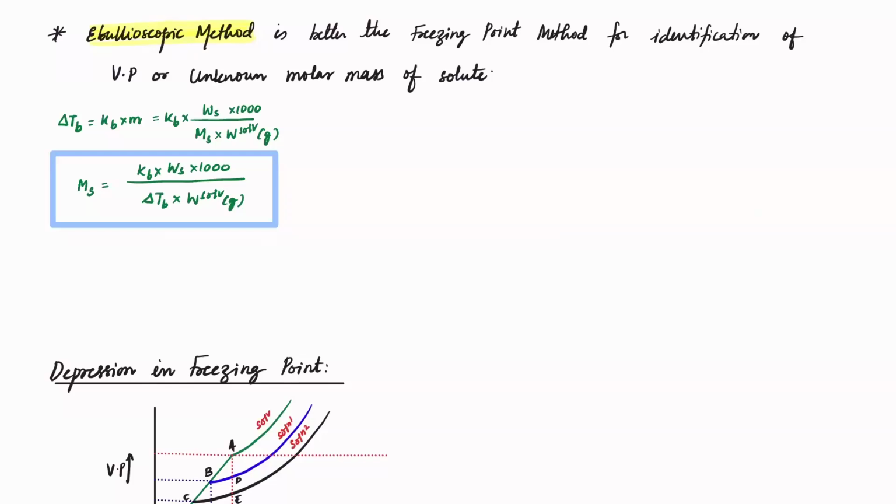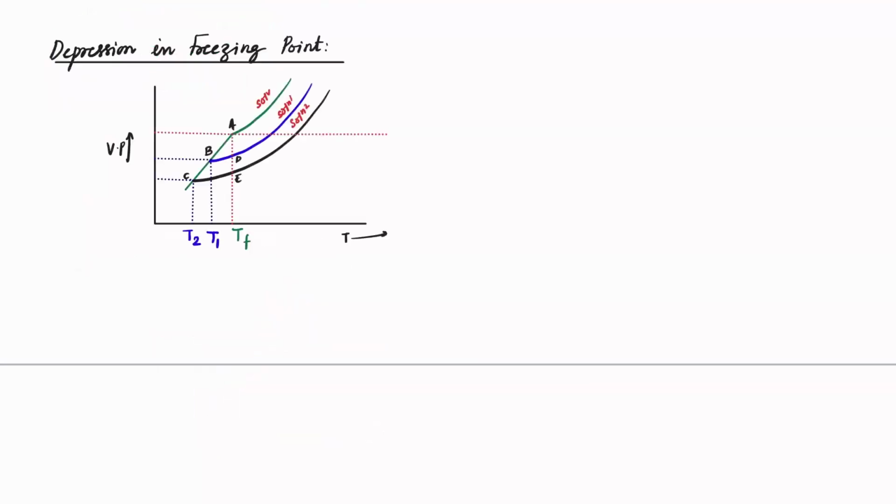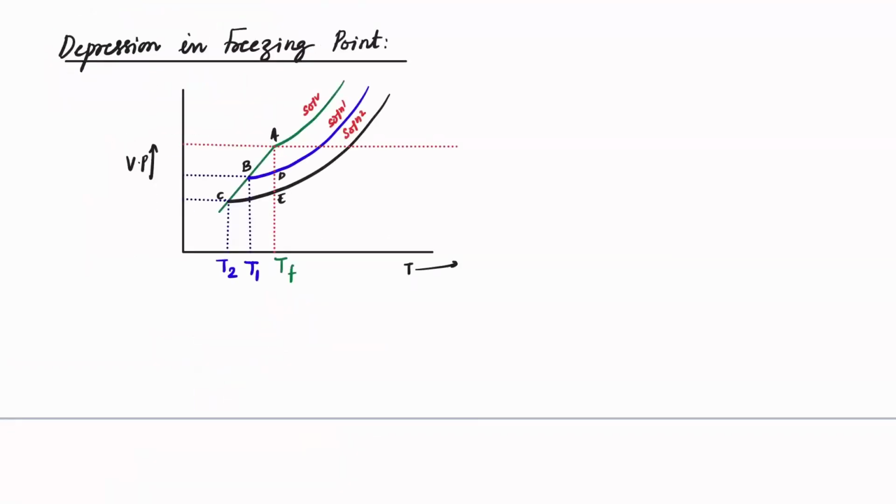Got it? Now let's dig into some detail about depression in freezing point. When we plot vapor pressure versus temperature using Clausius-Clapeyron's equation, we learned that this is how the graph goes. And of course, this is the way it will keep moving across various temperatures. Now, this is for the solvent. Now, if I add some solute to it, then for the solution, this is how the graph goes. If I add more concentration of the solute, then the graph goes like this.